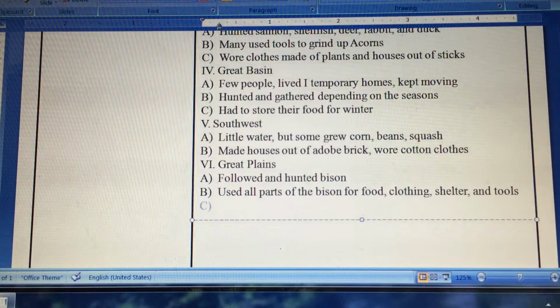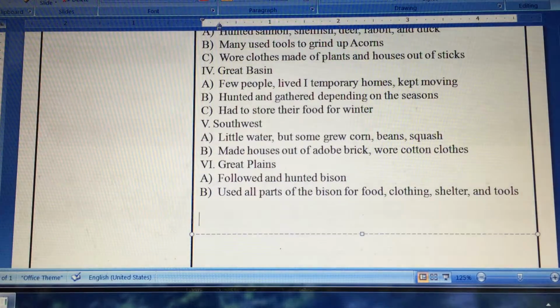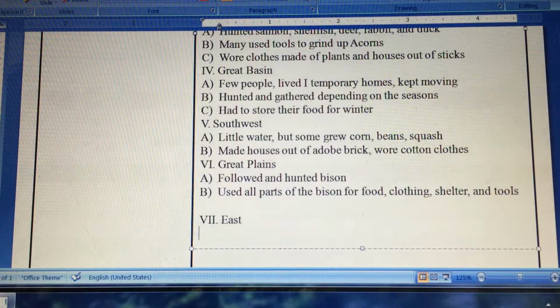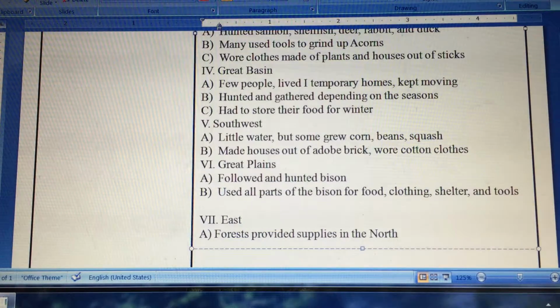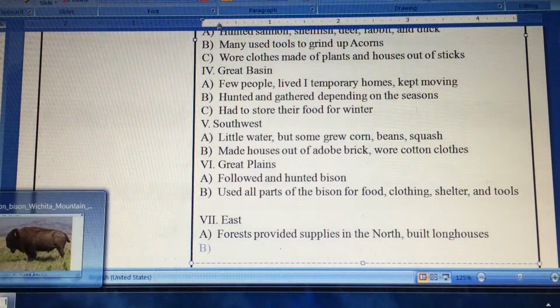Moving on, this is our last section, I promise you, and that's going to be the East. So I'll just put East. 3 points to make for the East. So forests provided supplies in the north. Okay? And they also built long houses. I already talked about long houses before.